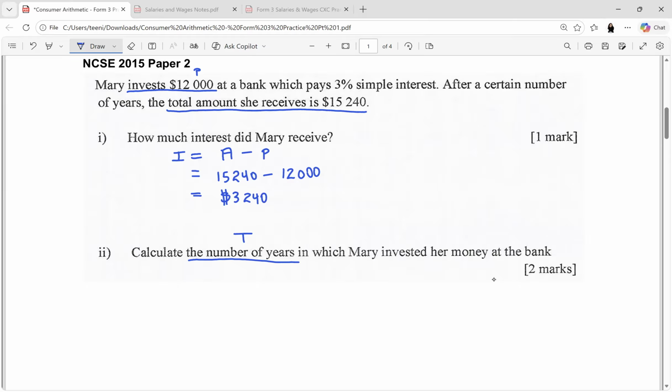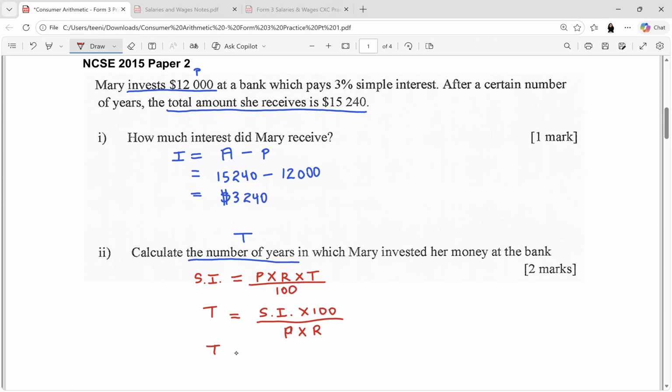Wait, hold on, let me think. Well, all I'm going to do here is write back the formula, right? Simple interest is equal to principal times rate times time all over 100. And I want to make time the subject. So to find time, it would be simple interest times 100 over principal times rate. That's right. So I will do simple interest times 100 divided by principal times rate.